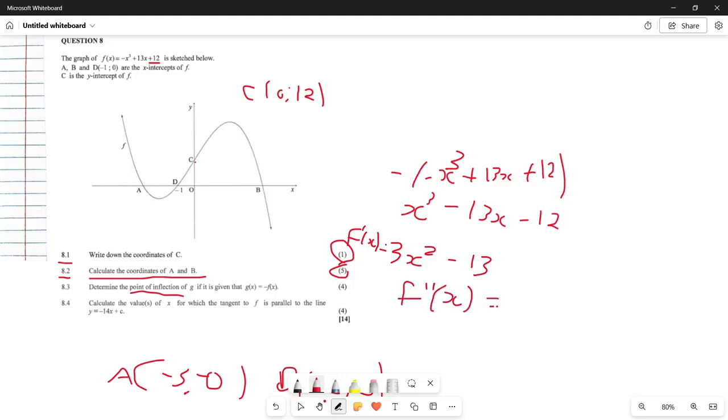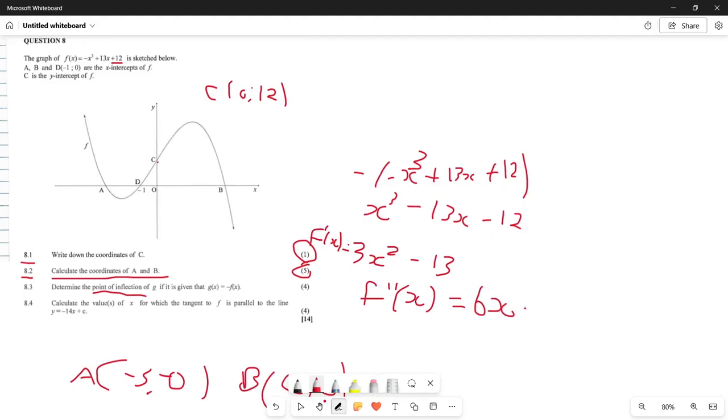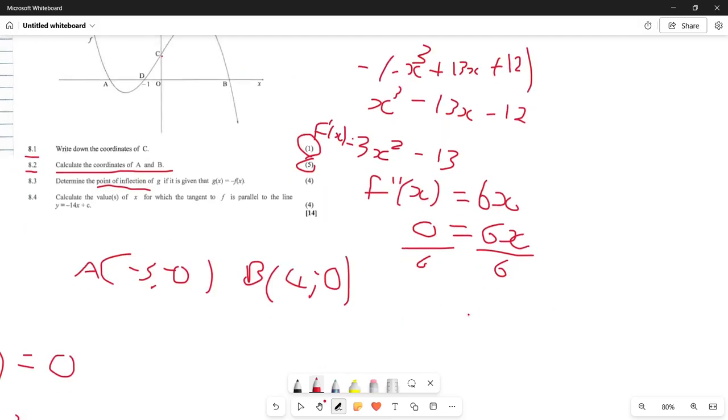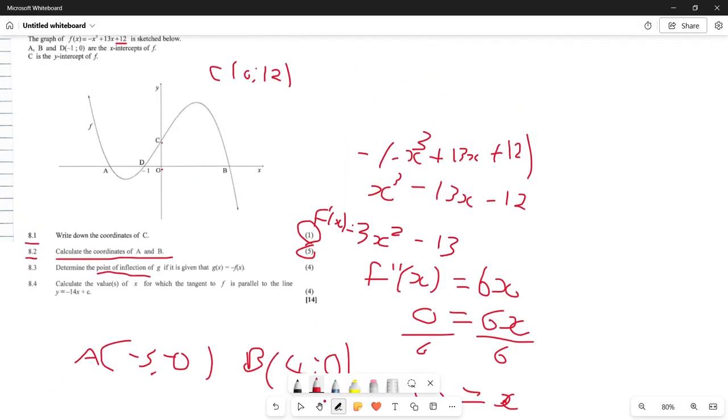Second derivative, we once again repeat from where we left off. Our 2 we times down to our 3, which becomes 6, and then the minus 13 is now gone. So our point of inflection is then going to be our second derivative equaling 0. So 6x equals 0, we're going to divide by 6. 0 divided by 6 is 0, and then x equals 0. So at this stage, we have the x value for the point of inflection. It's telling us that x is 0 here.